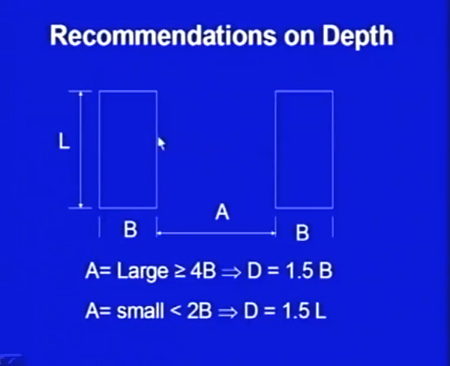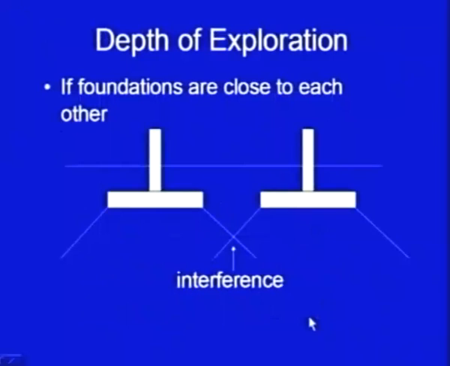So, here A is very large, this clear spacing is very large, that means these buildings are not interfering with each other. So, you can treat them individually and you can go up to 1.5 B to 2 B. But if A is small, if they are close to each other, then they are going to interfere with each other, and then you have to have the exploration up to more depth. So, it is recommended that you go at least 1.5 times the larger dimension L.